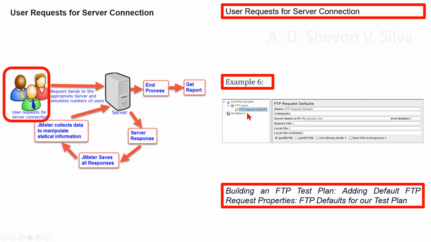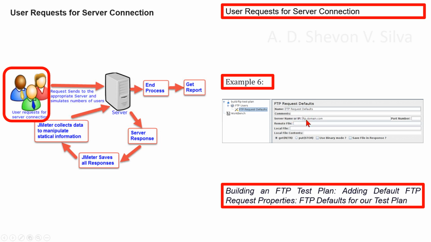Begin by selecting the FTP users element. Click your right mouse button to get the add menu, and then select add, then config element, then FTP request default. Then select this new element to view its control panel. Like most JMeter elements, the FTP request default control panel has a name field that you can modify. In this example, leave this field with the default value.